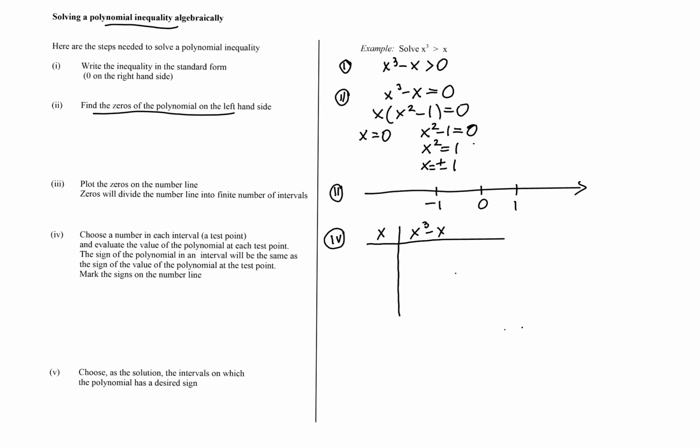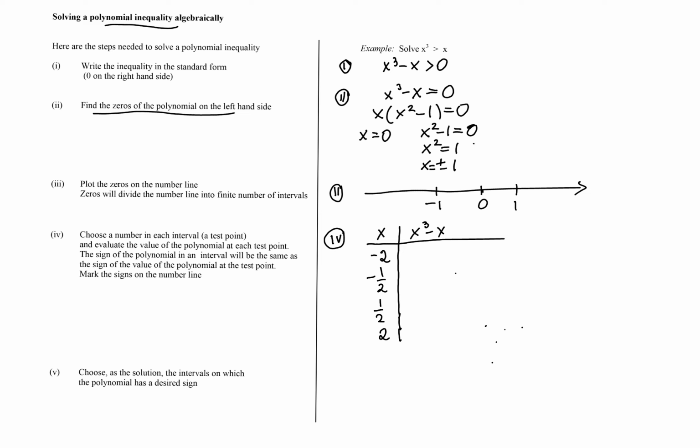So in each interval, we'll choose a test point. For example, in the interval from minus infinity to negative 1, we can choose a test point which is negative 2. Between negative 1 and 0, we can choose negative 1/2. For the interval from 0 to 1, we can choose 1/2. And for the interval from 1 to infinity, we can choose, let's say, 2. Now we compute the value of the polynomial, or left-hand side, at each point.